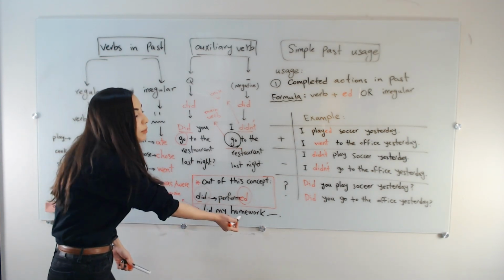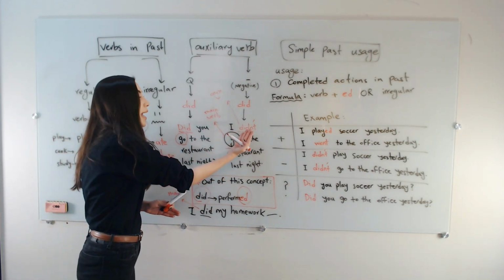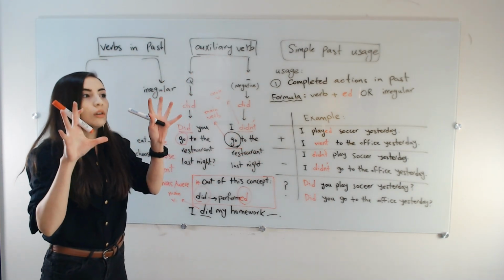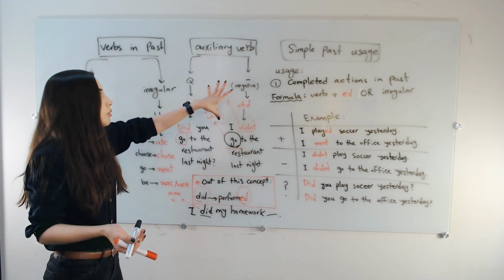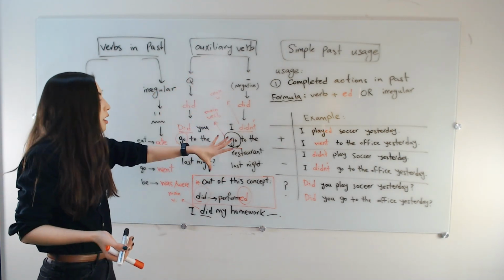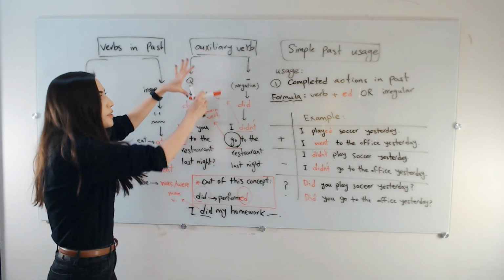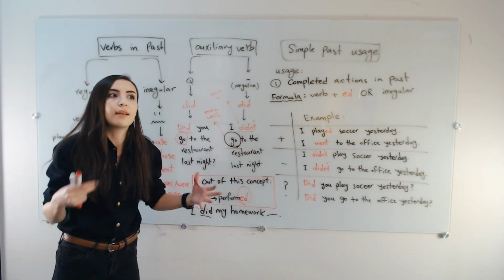So in here, I did my homework, did is the main verb, but in here, main verb is go and did is auxiliary verb. Okay, so did has two main categories when we use it. The first one can be auxiliary verb when we have a main verb and have it at the same time. Out of this concept, we have did to say that I performed something that happened.